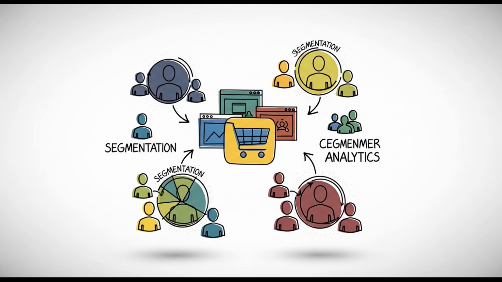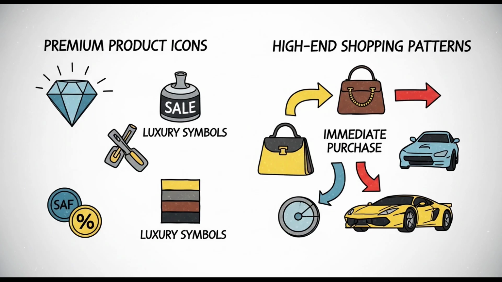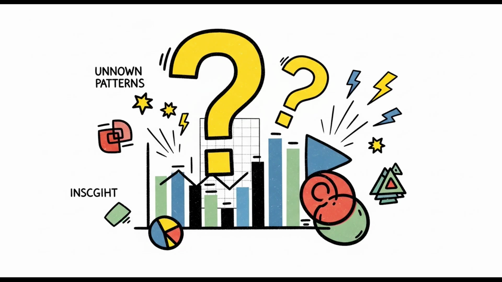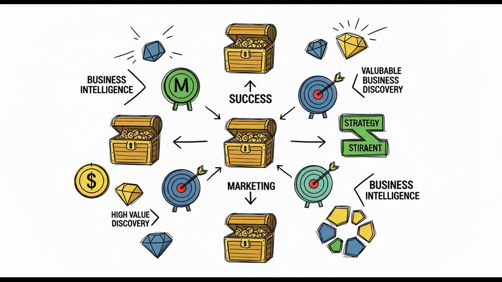An online store might use unsupervised learning to group customers into segments. It might discover that one group tends to buy on weekends and loves discounts. Another group only buys premium products and never waits for sales. The store had no idea these groups existed. The machine found them on its own. That's incredibly valuable for marketing and business strategy.